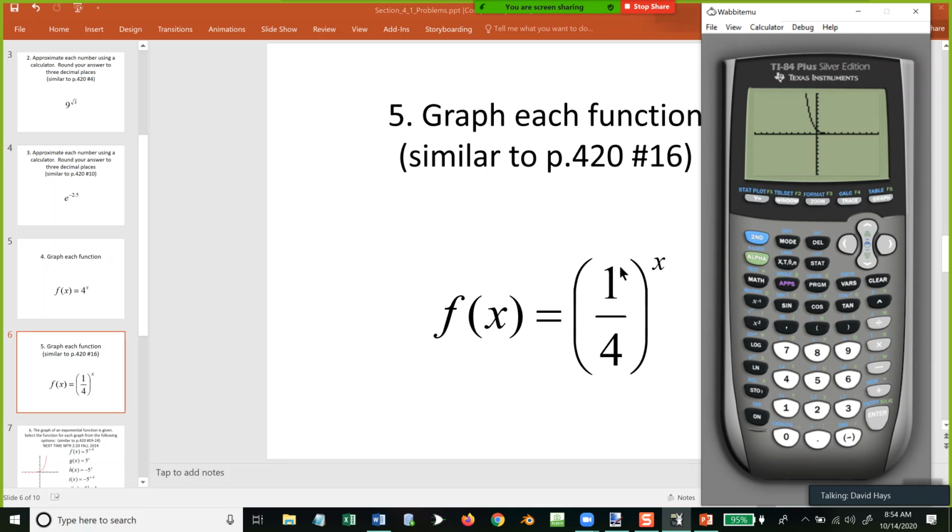Now the 1/4, since this is less than 1, flips it around the other way, but it's still going the same way. But now it drops dramatically and then levels off. So the nature of it is different, but it's still an exponential growth or decay.